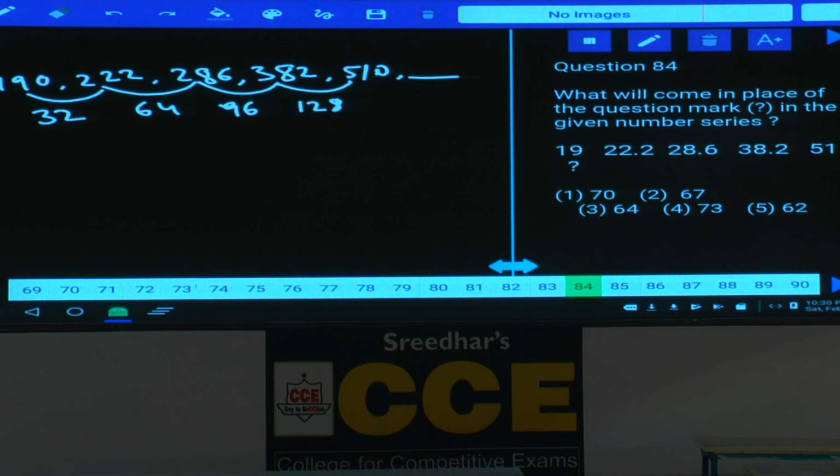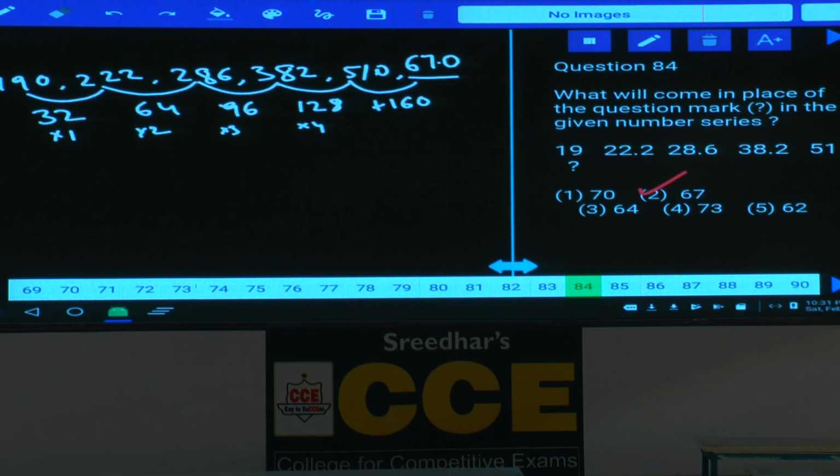Are you following this one or not? Then what are these numbers? 32 into 1, 32 into 2 is 64, 32 into 3 is 96, 32 into 4 is 128. Next one is 32 into 5. What is 32 into 5? 160. And so 160 should be added to this one. If you add 160 to 510, what is the number here? 670. Now the number is 670. As you have multiplied the numbers with 10, now we should divide that by 10. Now that will be 67, choice 2 is the answer.